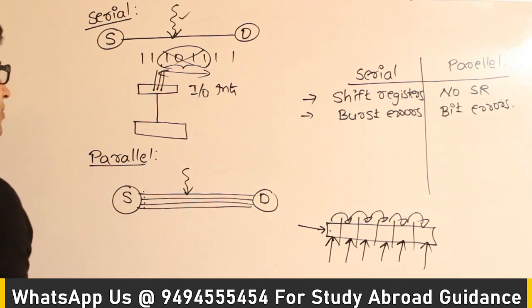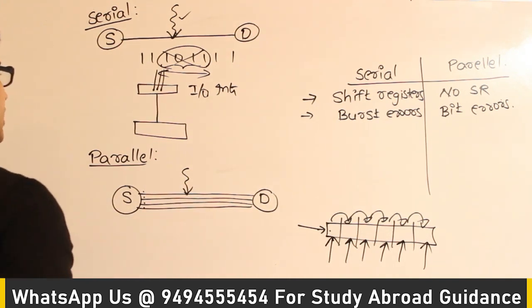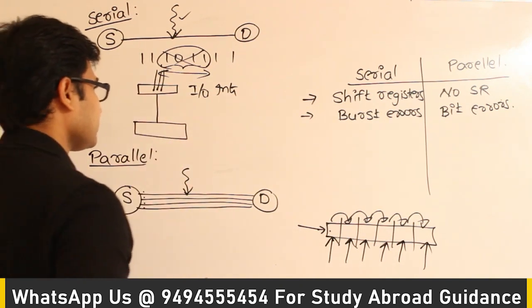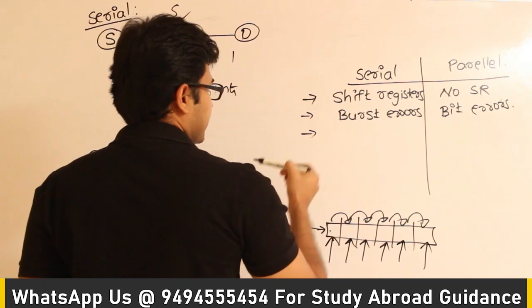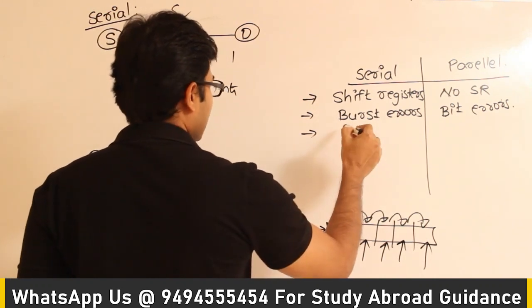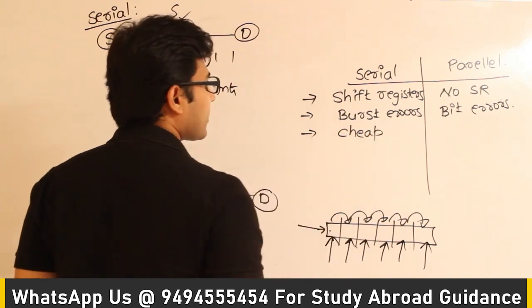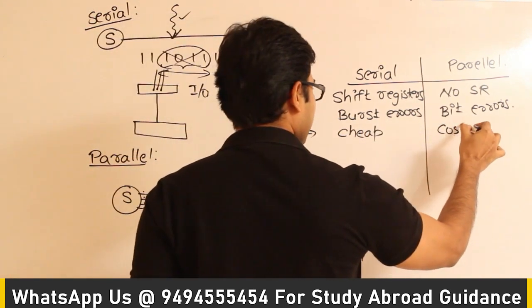So only one bit may be lost. That is why bit errors will happen there and burst errors will happen here. And then coming to the cost, it is cost efficient, right? So it is a cheaper solution, but it is a costly solution.